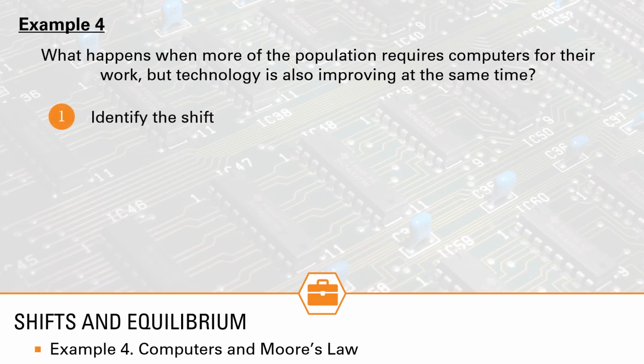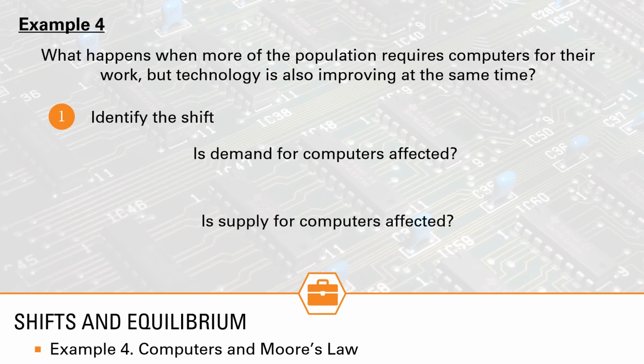Let's identify it first. Is demand for computers affected? Well, yes. More people want to buy, more people require computers. That's going to affect demand. Is supply for computers affected? Yes. Technology, right? We just had that in the previous example, how technology causes shifts in supply.